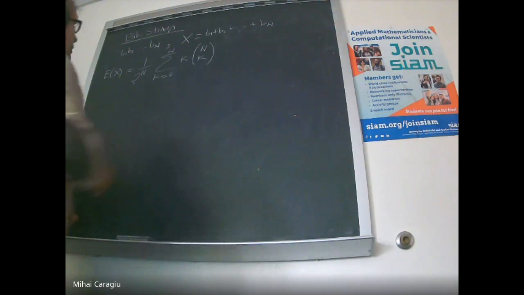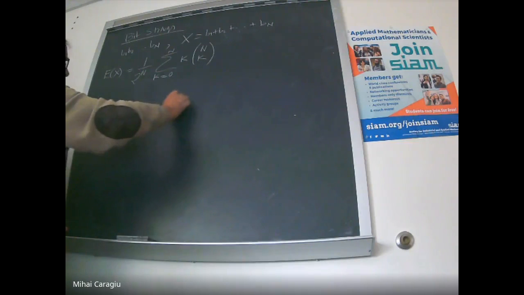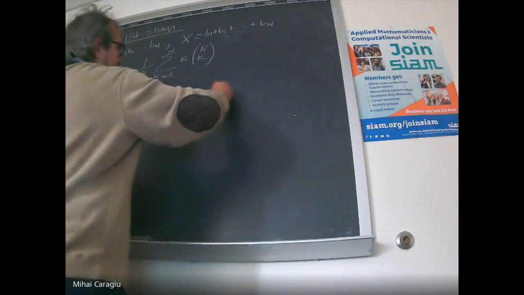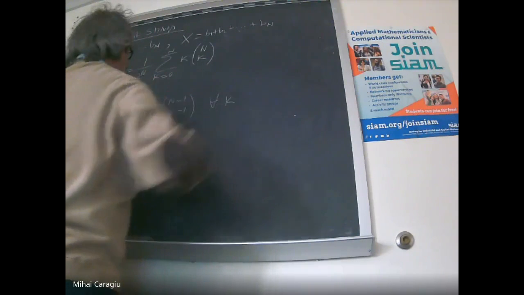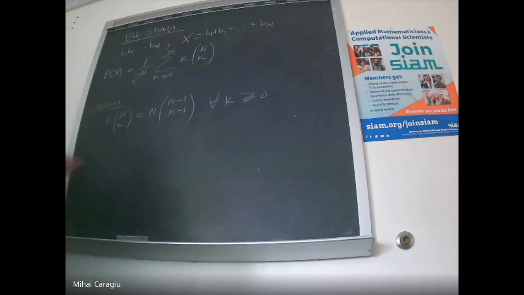So let's try to calculate this sum. Let's first prove a lemma, a preliminary result: k times n choose k equals n times n minus 1 choose k minus 1, for every k bigger than or equal to 0, right? If k equals 0, the left hand side is 0, and the right hand side is also 0, because every binomial coefficient with a negative number at the bottom is still 0.